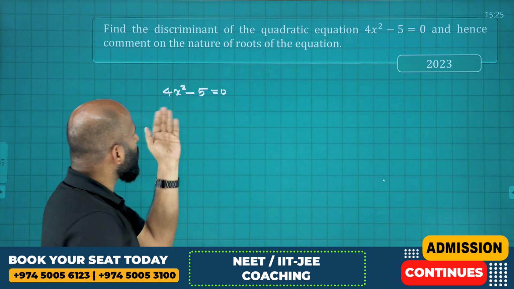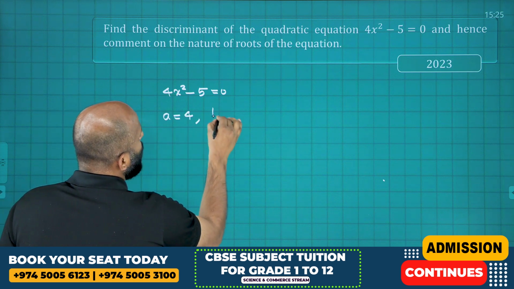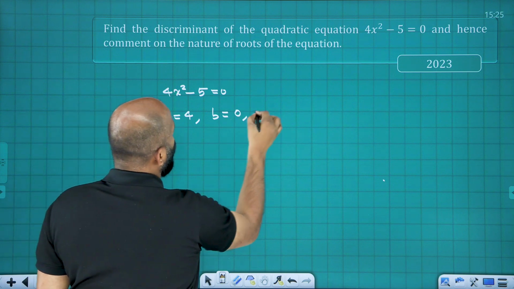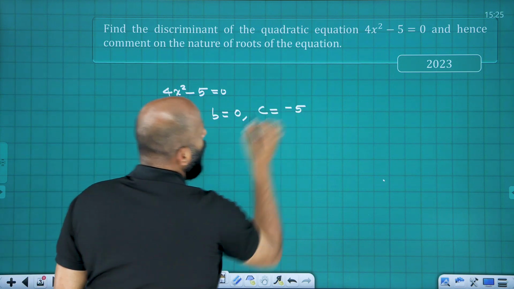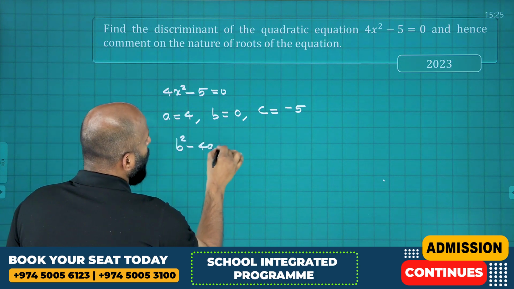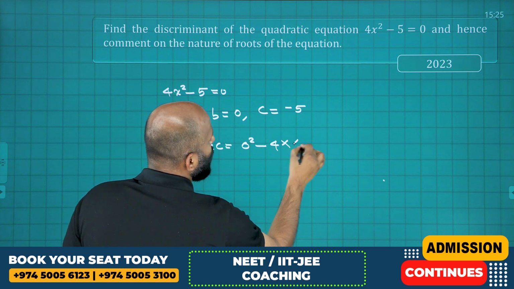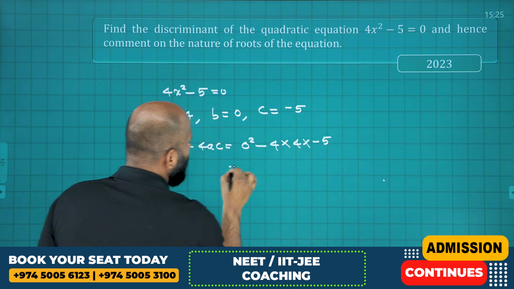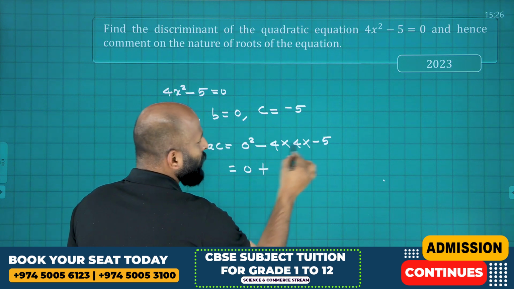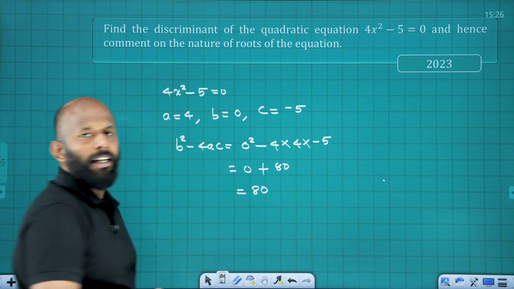Now we can find the discriminant of this quadratic equation. Here a is equal to 4, and the linear term is missing, therefore b is equal to 0, and c is equal to minus 5. Therefore b square minus 4ac is 0 square minus 4 into 4 into minus 5. 0 square is 0, then negative into negative becomes positive, 16 fives are 80. So the discriminant is positive 80.